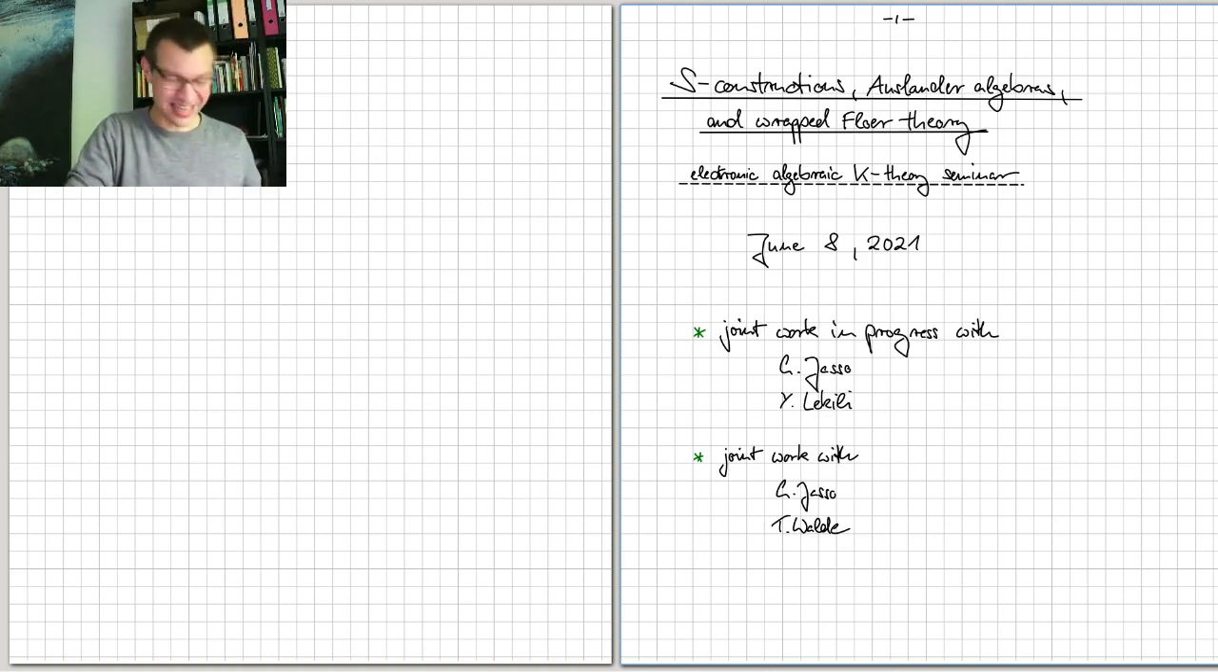So the title is S Constructions, Auslander Algebras and Wrapped Floer Theory. It somehow sounds maybe a bit colorful because it's a mix of a rather diverse range of subjects. And what I'd like to explain is something which grew out of various joint works.